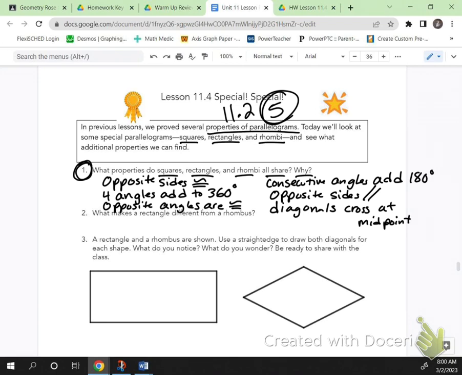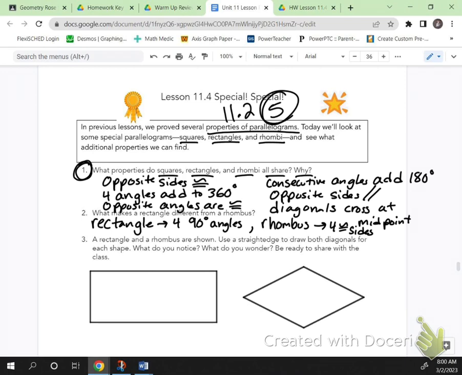Questions? A rectangle has 4 right angles. For 90-degree angles. What's unique about a rhombus? Congruent sides. Good. 4 congruent sides. Rhombus has 4 congruent sides.